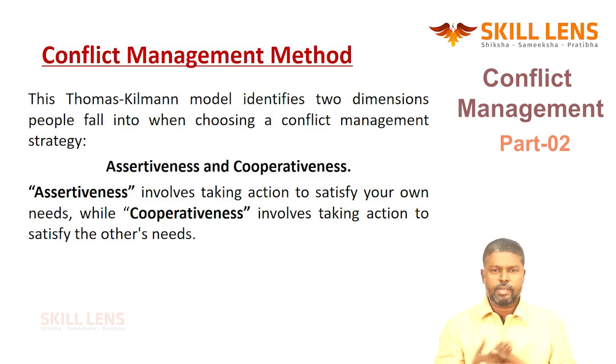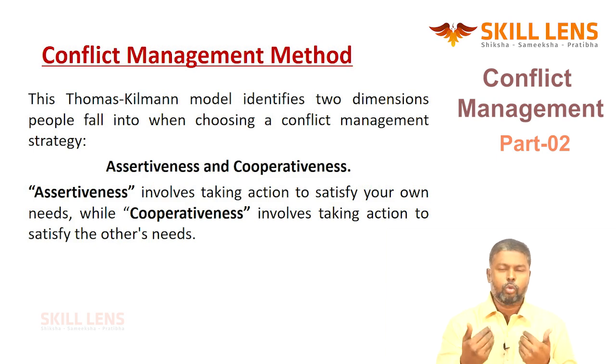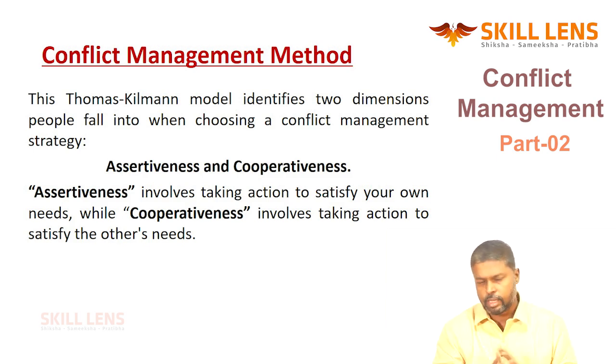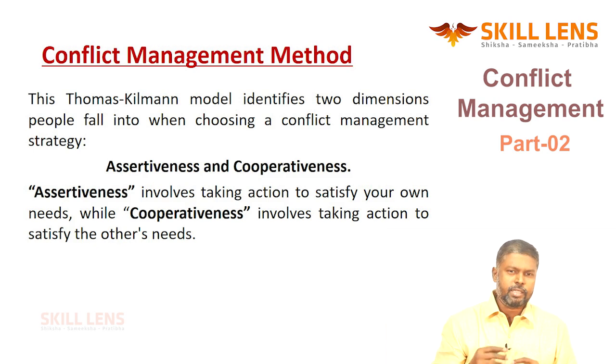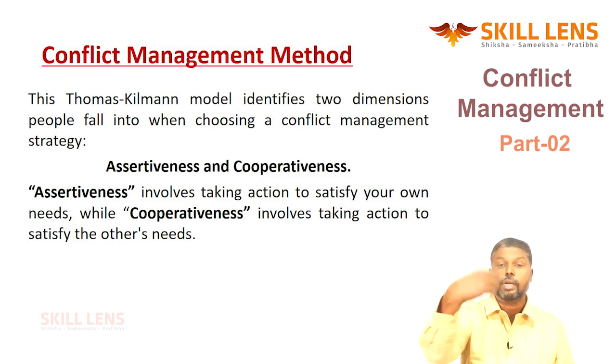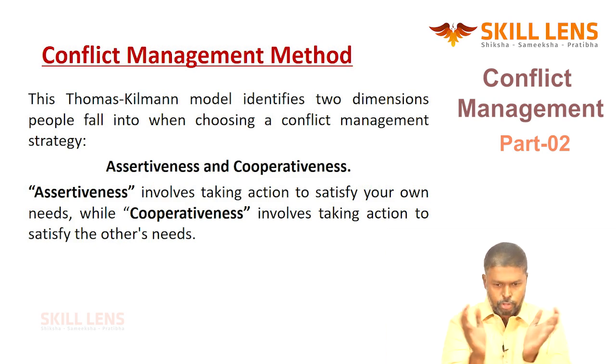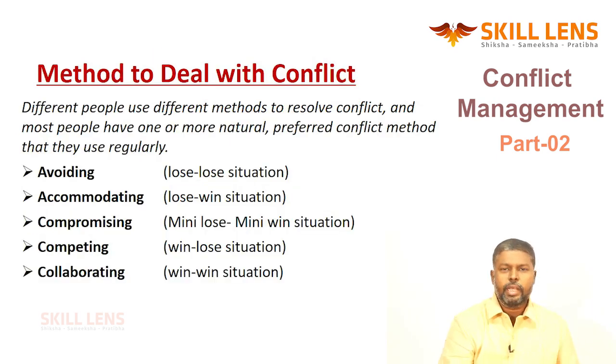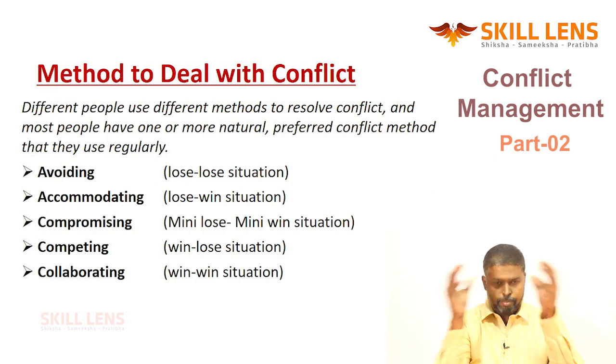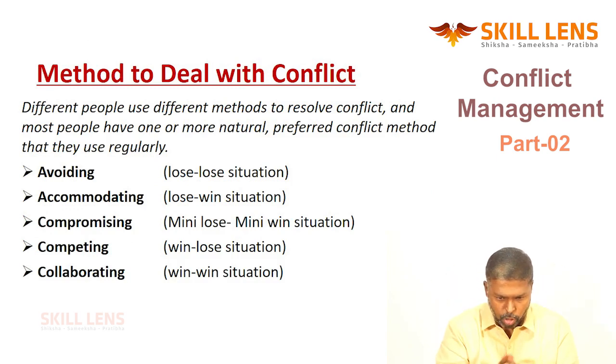When it is assertiveness, I am thinking about how my own needs can be fulfilled and I'll be satisfied in how I'm doing things. Cooperativeness means I am thinking of others' needs too, working towards fulfilling others' needs. So the whole process of conflict management starts with these two. There are 5 important methods to deal with conflicts. This is completely about the Thomas Kilmann model.